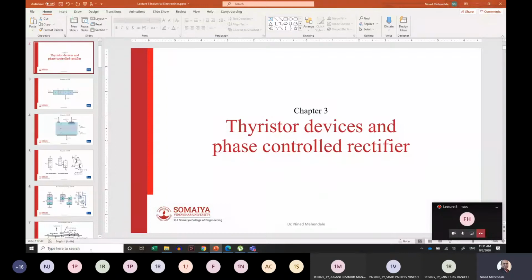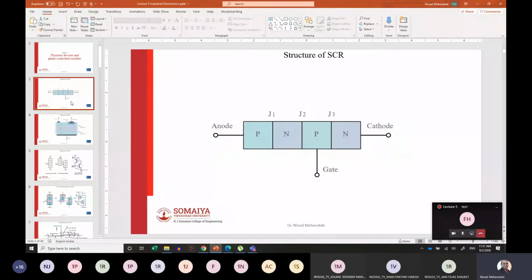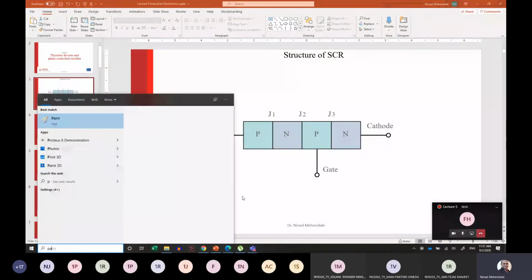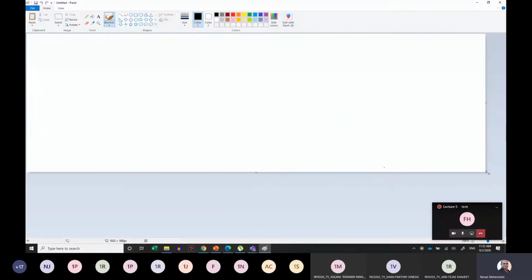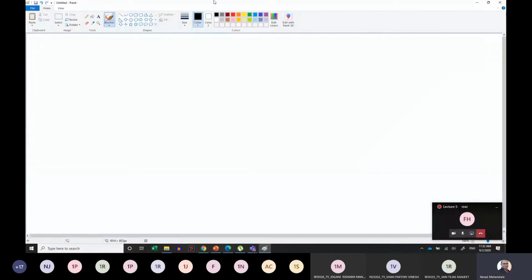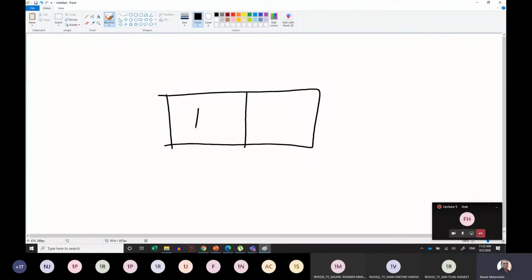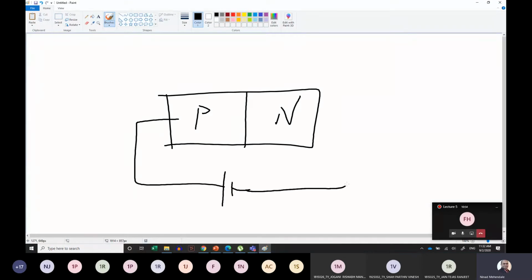So let's start this. You know something about diode, I guess, from the first year. So I will also start my writing pad. Yeah, it's Paint. And let me take some thick pen. So basically, a diode is a PN junction device, and it allows current flow only in one direction.